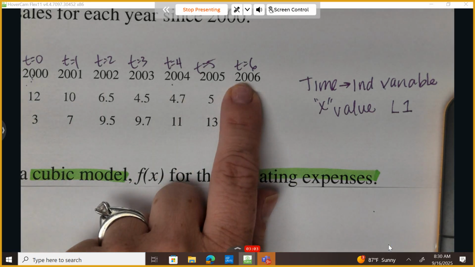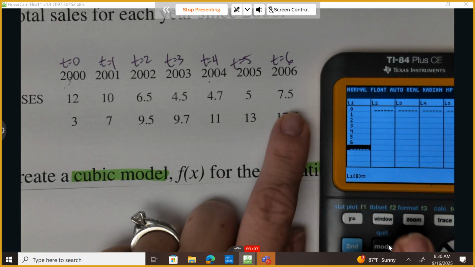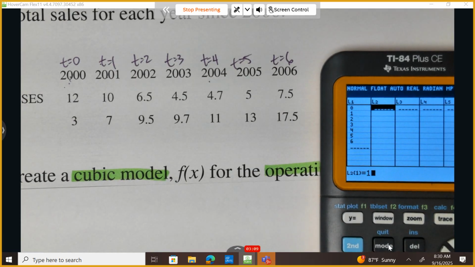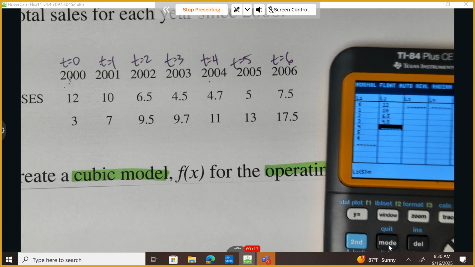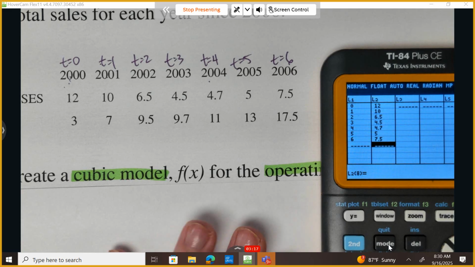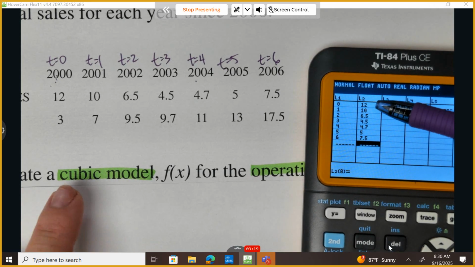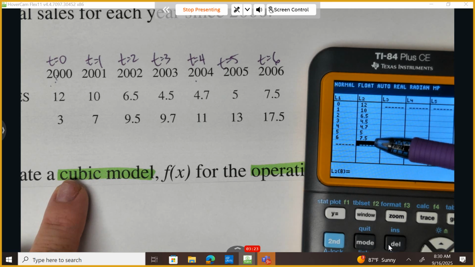So I've entered in the time. The time will be our L1, and now I'm going to enter in expenses. So I'll go back to L2 and enter in expenses. And as I did for L1, I want to make sure that I've correctly typed in each value. All looks great.